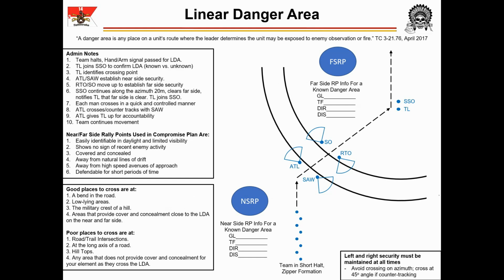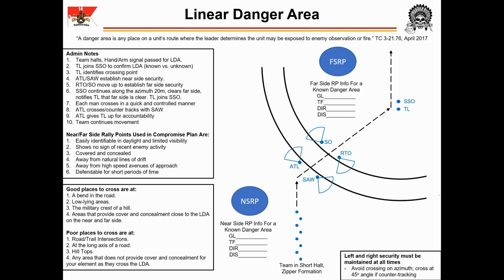Now that we've covered the basic elements of what an LDA is and the elements of an LDA crossing plan, we'll discuss the conduct of the crossing. The crossing begins as soon as the SSO identifies the LDA. He will give the signal for an LDA, which is a slashing motion from firing shoulder to non-firing hip, given by the non-firing hand. The team conducts a short halt, and the team leader moves up to the SSO to confirm the LDA. The team leader determines if the LDA is a known or unknown LDA by pinpointing the team's position. The team leader identifies the crossing point and identifies to the team the nature of the LDA.